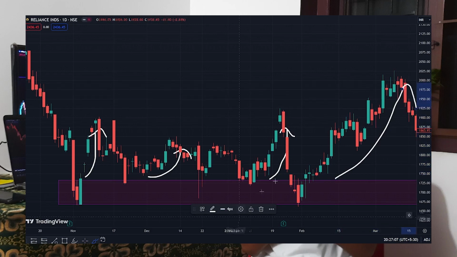So this is what a support means. This is the area where more buyers come in and push the prices upwards. So this is what a support means. That is, whenever the price hits some point or some zone, it gets pushed higher and higher. This support is also called the supply zone.